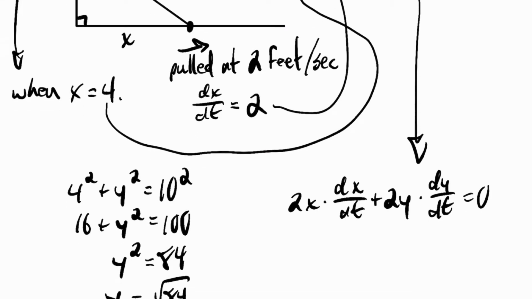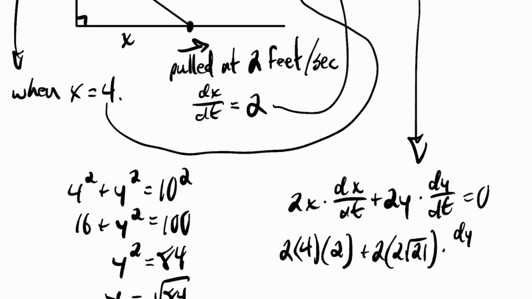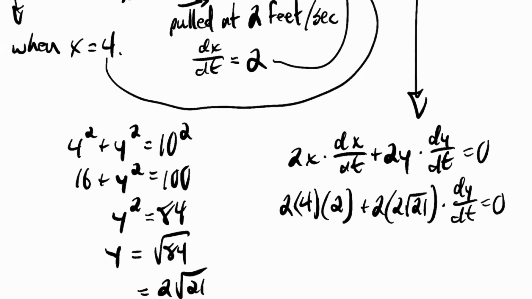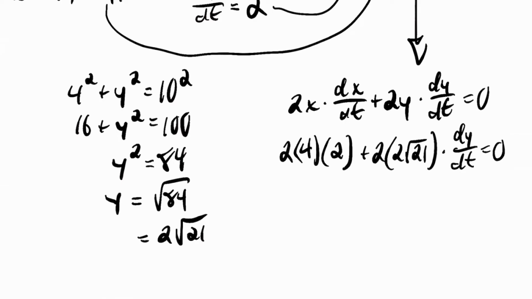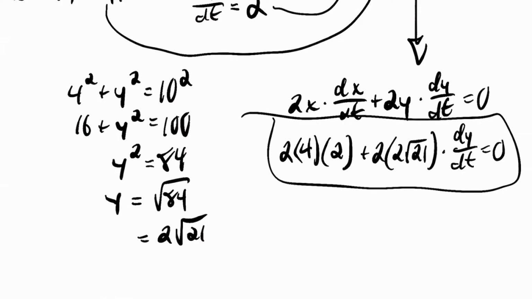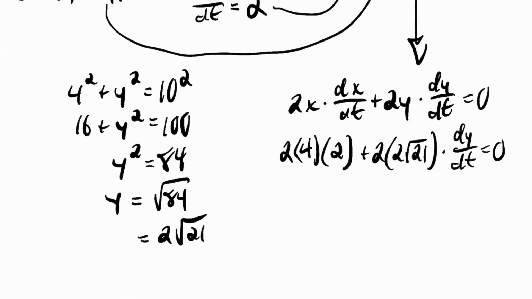So now I can plug in 4 for x, and positive 2 for dx/dt, right? This is positive 2, plus 2 times 2 root 21 times dy/dt equals 0. So I've plugged in all the numbers, either that I was given or that I worked out using the Pythagorean Theorem. So now I can solve for dy/dt. The hard part is done, the calculus part is over. I'm just solving an equation now.